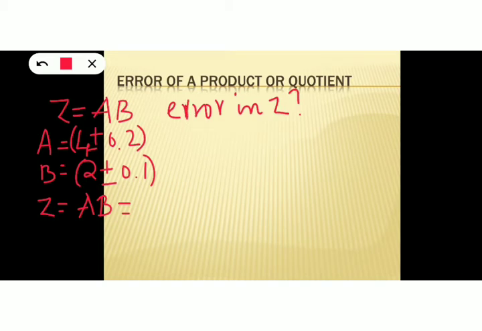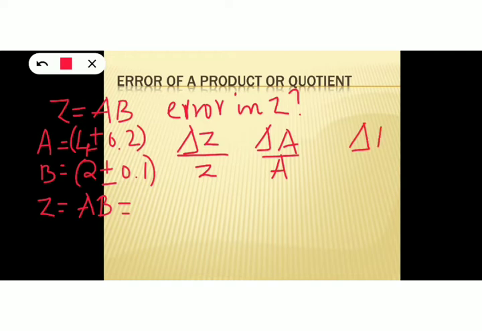Here Z is obtained by multiplying two quantities. So if you want to obtain the error in that product, you must take the relative error. So what is the relative error in Z? Relative error in Z is denoted by delta Z by Z. And the relative error in A is delta A by A, and relative error in B is delta B by B.